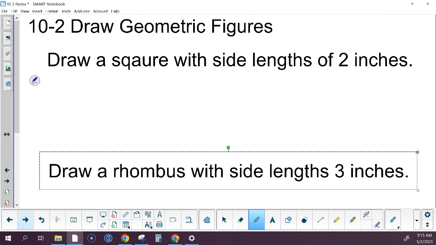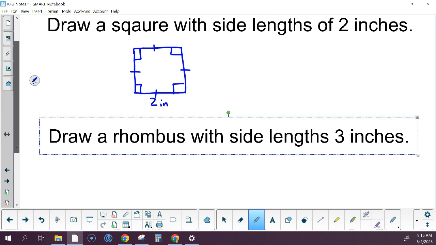Draw a square with side lengths of 2 inches. So you want to be taking your straight edge, and making sure that you're drawing a square, probably a lot straighter than my edges. I don't get to use a ruler like you guys do, so make sure you label 2 inches. And let's review why it's a square. We have 4 right angles, and all 4 sides are congruent. So you want something like that. Using your ruler, you can give actual 2-inch sides.